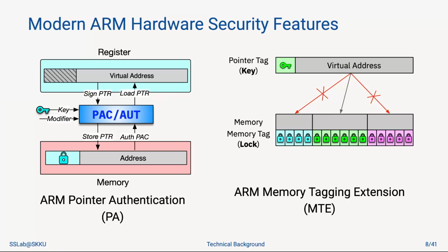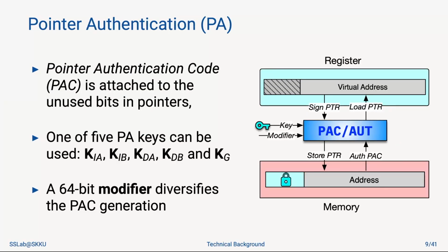Now, let's go over the hardware features that are available in modern ARM architectures. Two of them are pointer authentication and memory tagging extension. Those two features are used for memory safety. First, let's talk about pointer authentication. Pointer authentication introduces PAC instructions to compute a pointer authentication code, or simply PAC. PAC is attached to the unused bits of a pointer and can be authenticated using the AUT class of instructions. You can think of it as similar to a MAC in TLS.